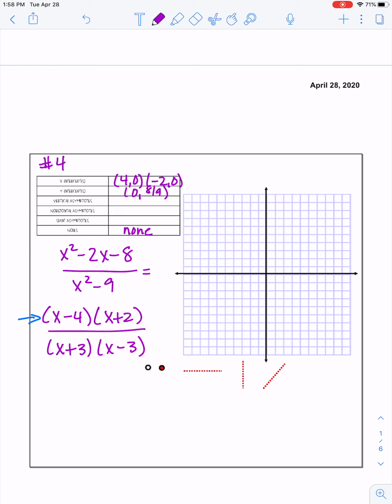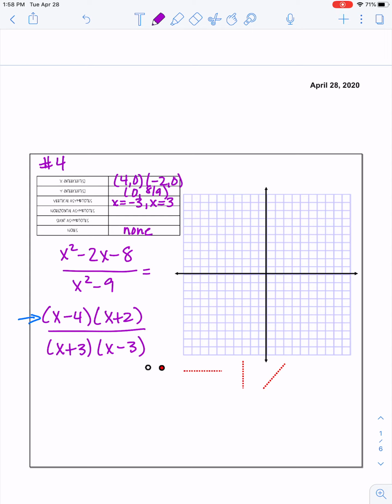I have vertical asymptotes. I have 2 vertical asymptotes at x equals 3 and negative 3. And since my degrees are the same, top and bottom, I have a horizontal asymptote at y equals 1. And since I have a horizontal, I have no slant. So now we're just going to put all that together.